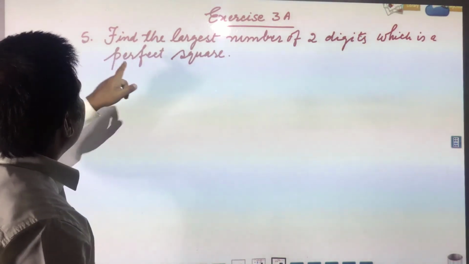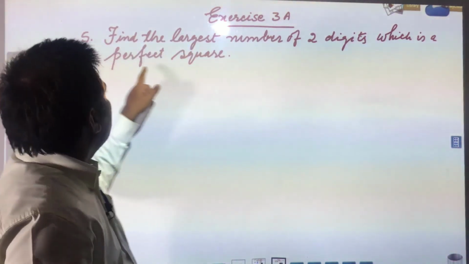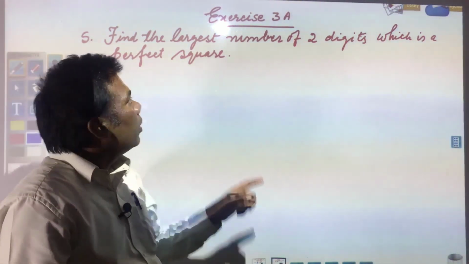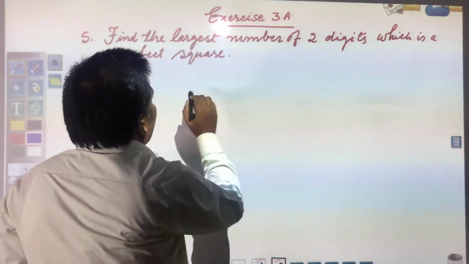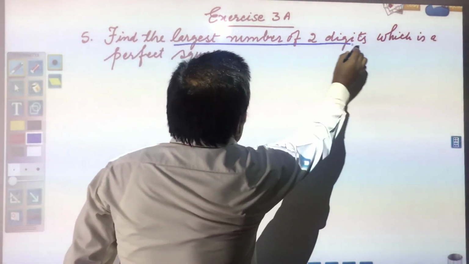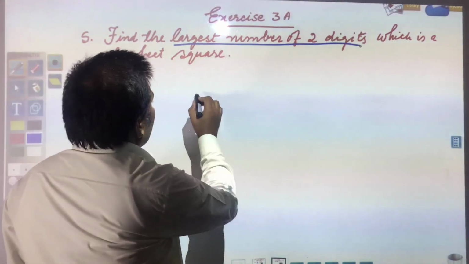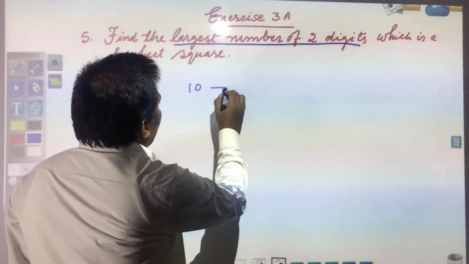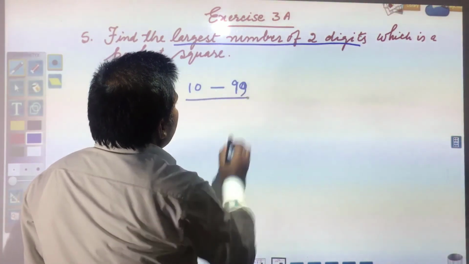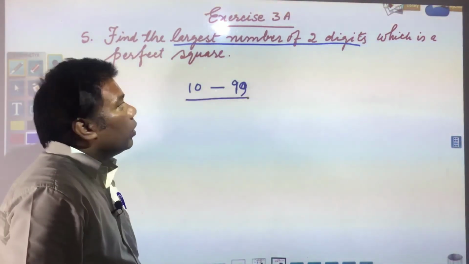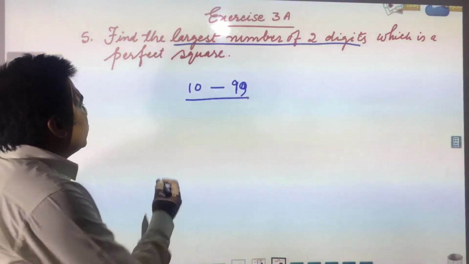Question number 5 I have taken: find the largest number of 2 digits which is a perfect square. What you need to find out is the largest 2 digit number which is a perfect square. It means your number should be in between 10 to 99. So in between 10 to 99 you need to find out the number which is a perfect square. How will we find out?